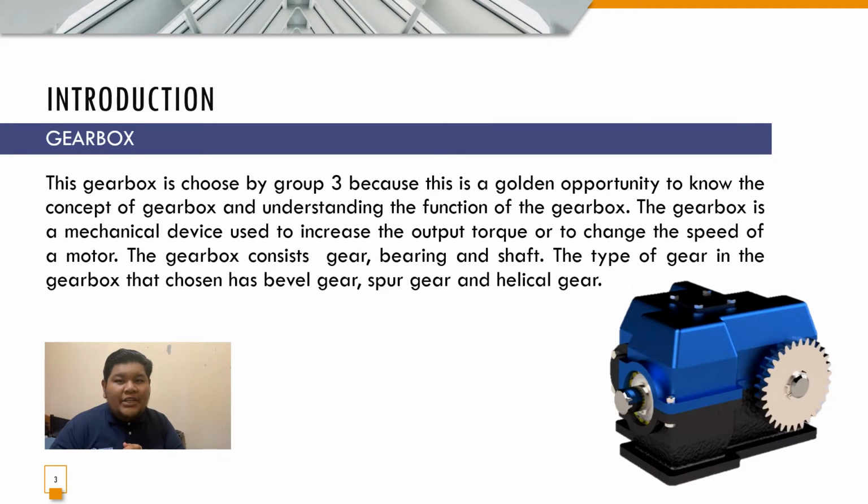As an introduction, we chose the gearbox after a discussion and getting everyone's agreement because this is an excellent opportunity to learn about the gearbox concept and understand its function. A gearbox is a mechanical device used to increase the output torque of a motor or to change its speed. The gearbox consists of gear, bearing, and shaft. The types of gear chosen in the gearbox are bevel gear, spur gear, and helical gear.